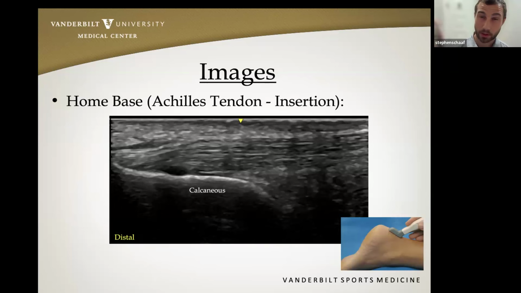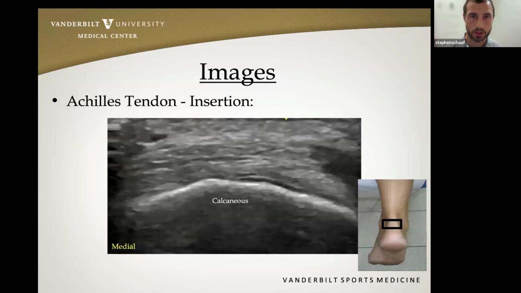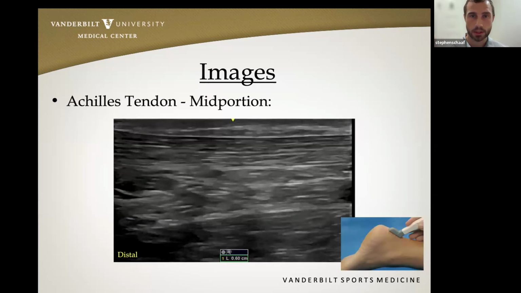And so for these scans, typically I'll start at that insertion along the calcaneus, looking at the Achilles tendon in a long axis, which is pictured here. And so obviously here we're not seeing any tendon abnormalities along the insertion. And then of course, for any of these tendinous structures, we're going to want to look in orthogonal planes. And so for this, once again, we're now looking in a short axis view, and once again, not seeing any Achilles tendon abnormalities.